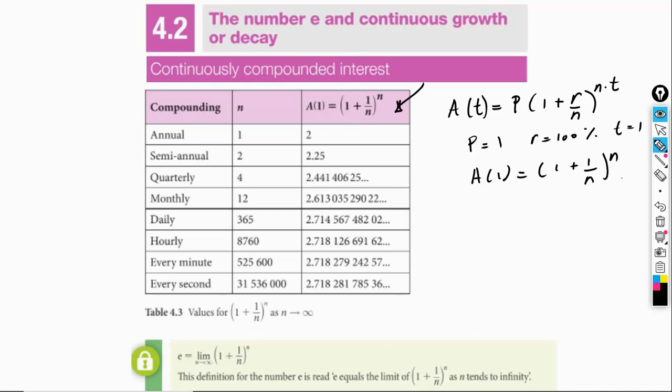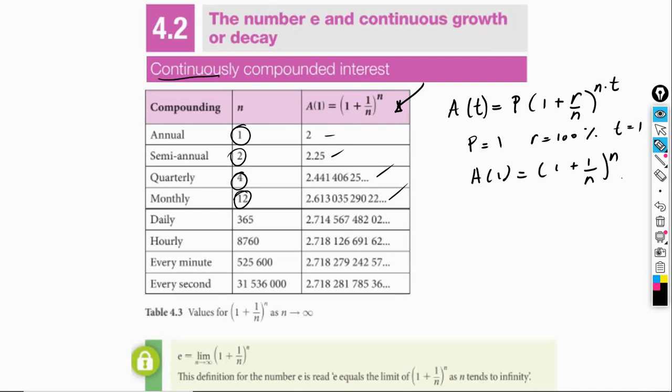So really the question is, what happens if we compound this continuously? In other words, forever. So notice that if we compound it annually, it's going to give us 2. If we compound it twice a year, it's going to give us 2.25. 4 times a year would give us 2.441. 12 times a year, it would give us 2.613, etc. Daily would give us a figure of 2.714. Hourly, every minute, every second.